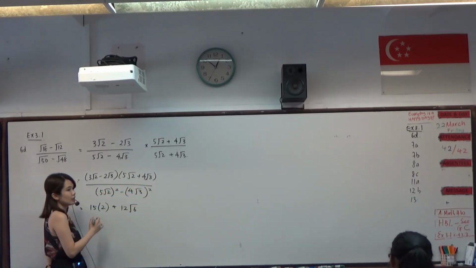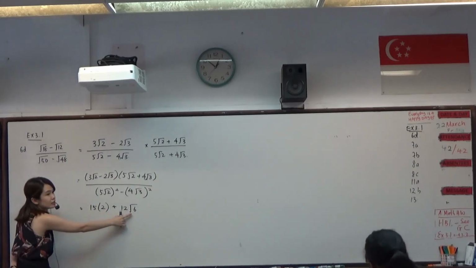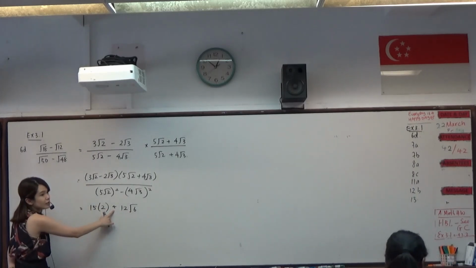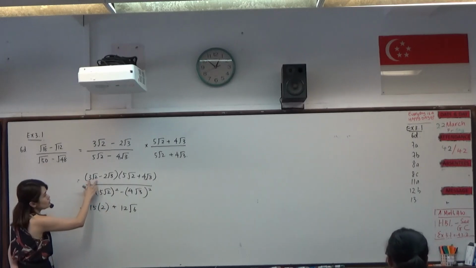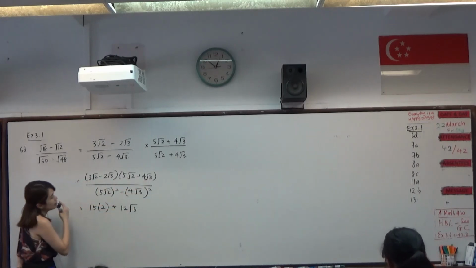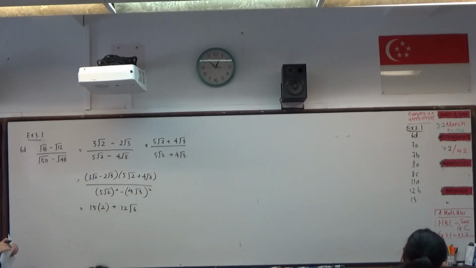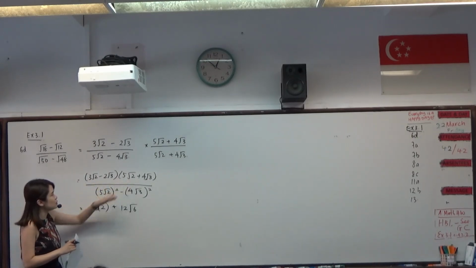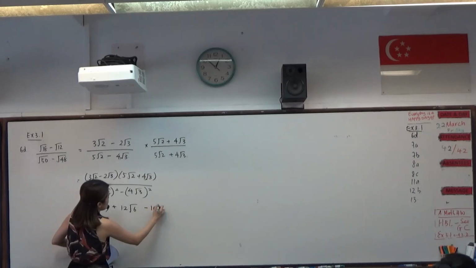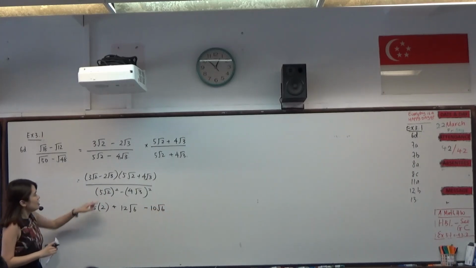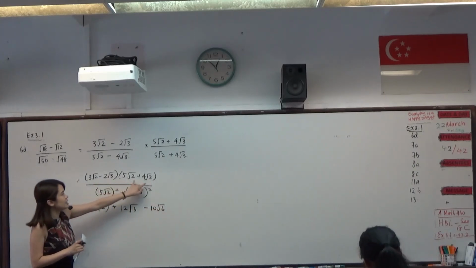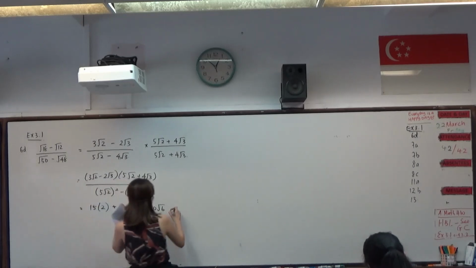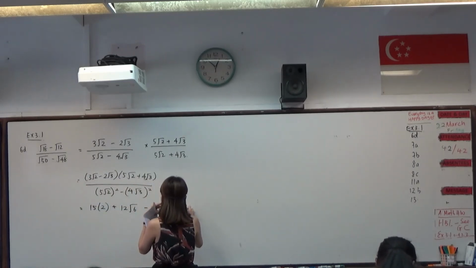How come plus? 3 root 2 times 4 root 3, right? Then negative 2 root 3 times 5 root 2, I will get negative 10 root 6. Followed by negative 2 root 3 times 4 root 3, I will get negative 8 times 3.